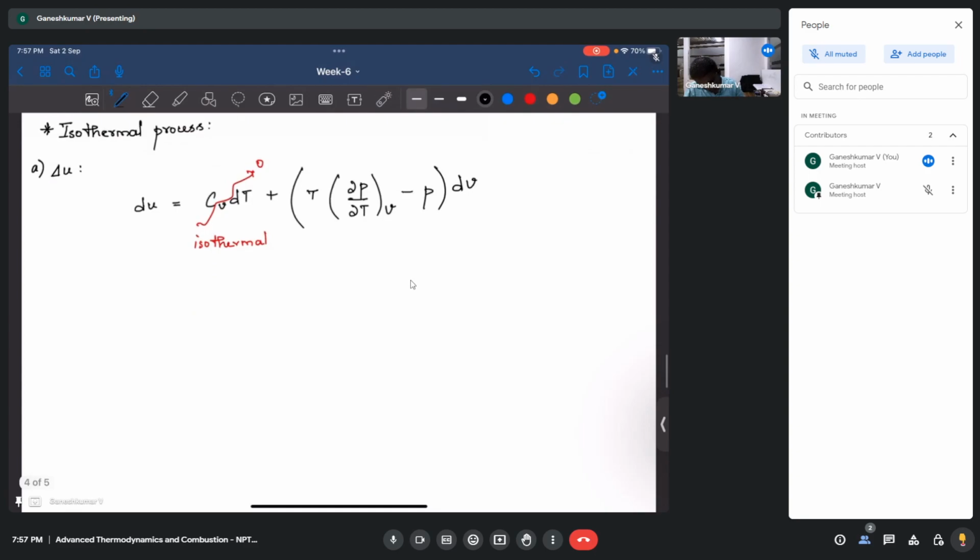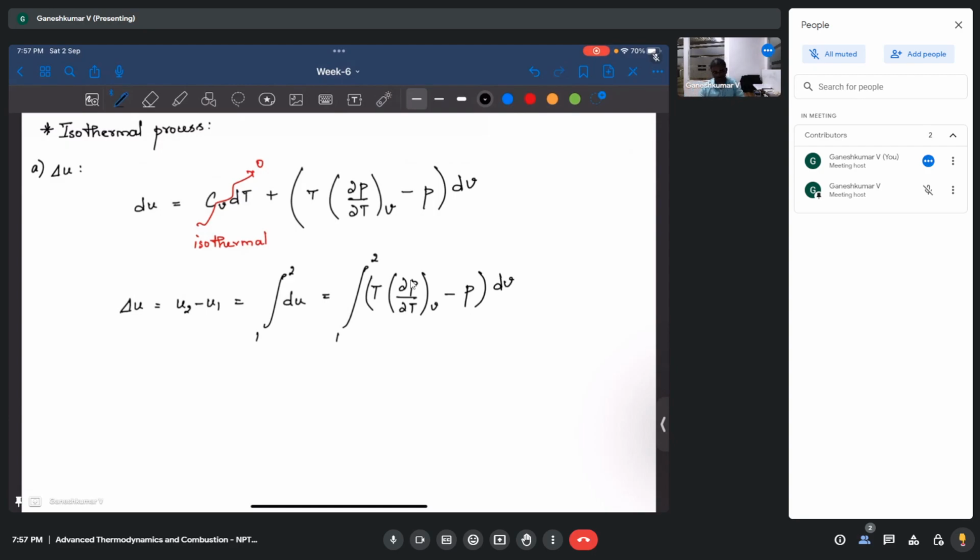What we are trying to do is simply integrate. So delta U is nothing but U2 minus U1, which is nothing but the integral of dU from 1 to 2. This can also be written as the integral from 1 to 2 of [T (∂P/∂T) at constant V minus P] dV.